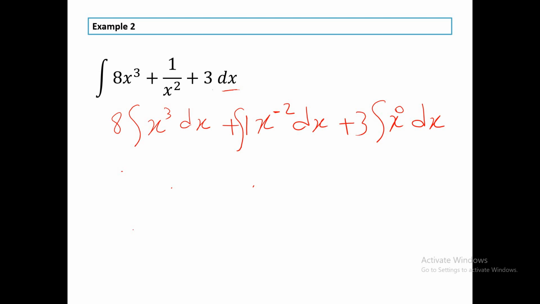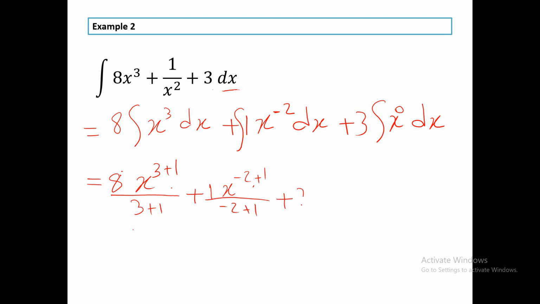Okay? Now, 8 and the x power, how much, guys? Yes, add 1 to the exponent 3, so 1 over 3 plus 1, plus 1 x to the power negative 2 plus 1 over negative 2 plus 1, plus 3 x power 0 plus 1 over 0 plus 1, and don't forget to add the constant.